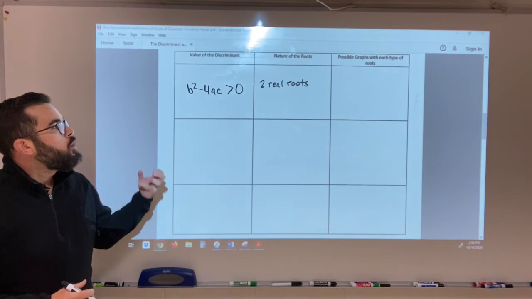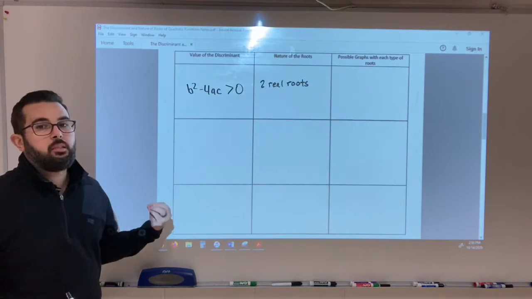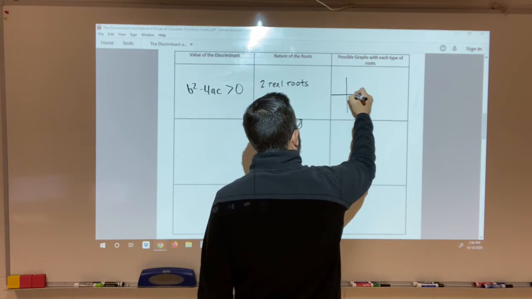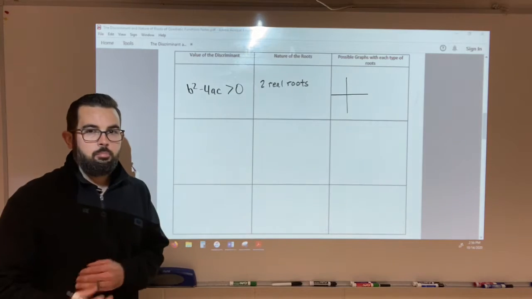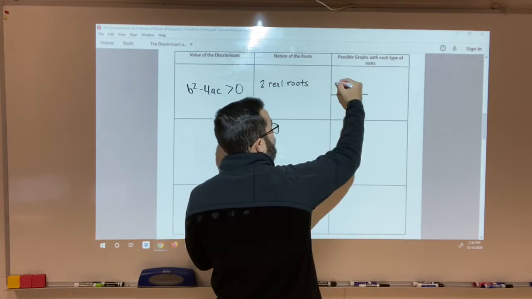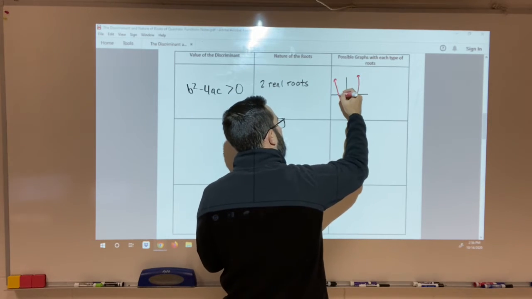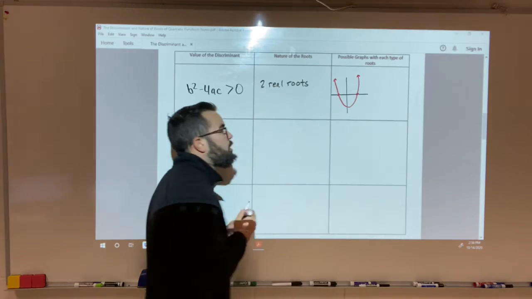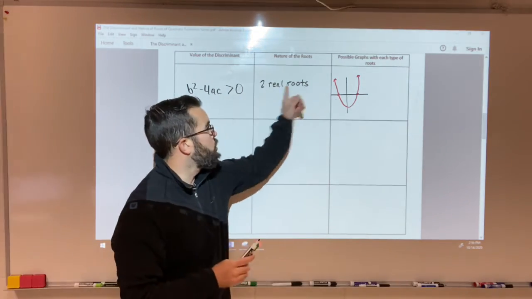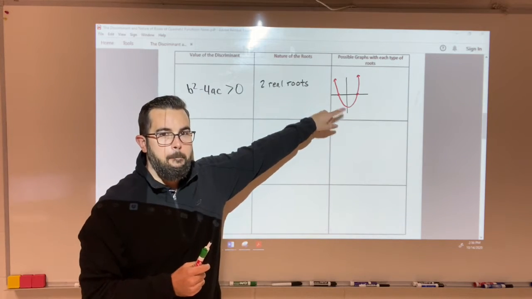All right, so what could that possibly look like on a graph? Well, we're dealing with a quadratic, and quadratics are parabolas, as we mentioned in previous lessons. So one possibility is that your graph looks something like this, where it hits the x-axis in two places. That's what creates the two real roots. Remember, real numbers are the only things that show up on the xy plane.